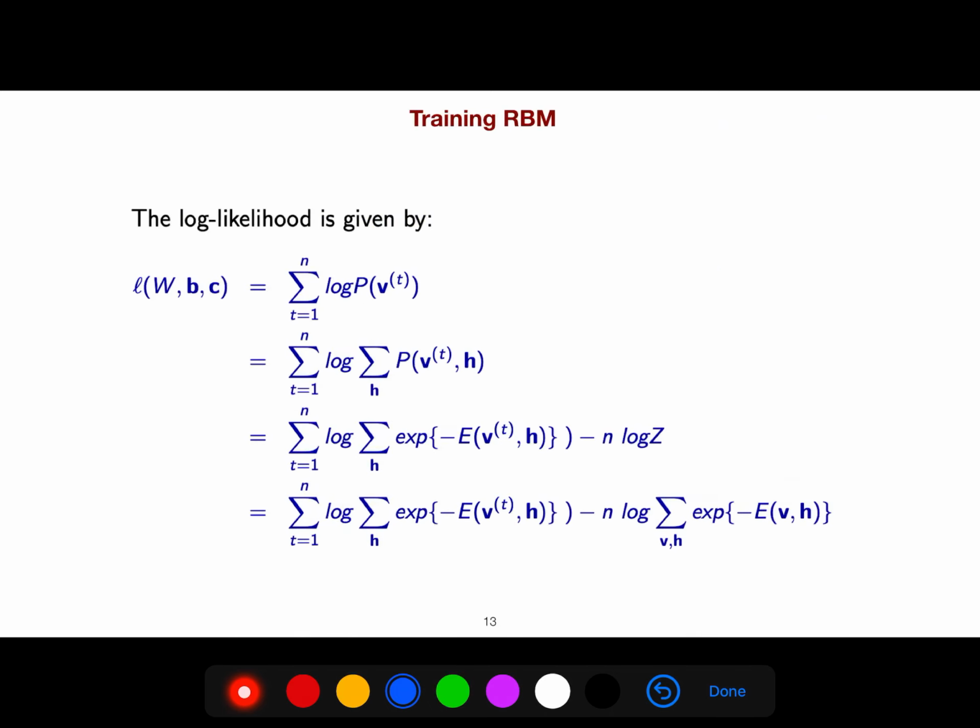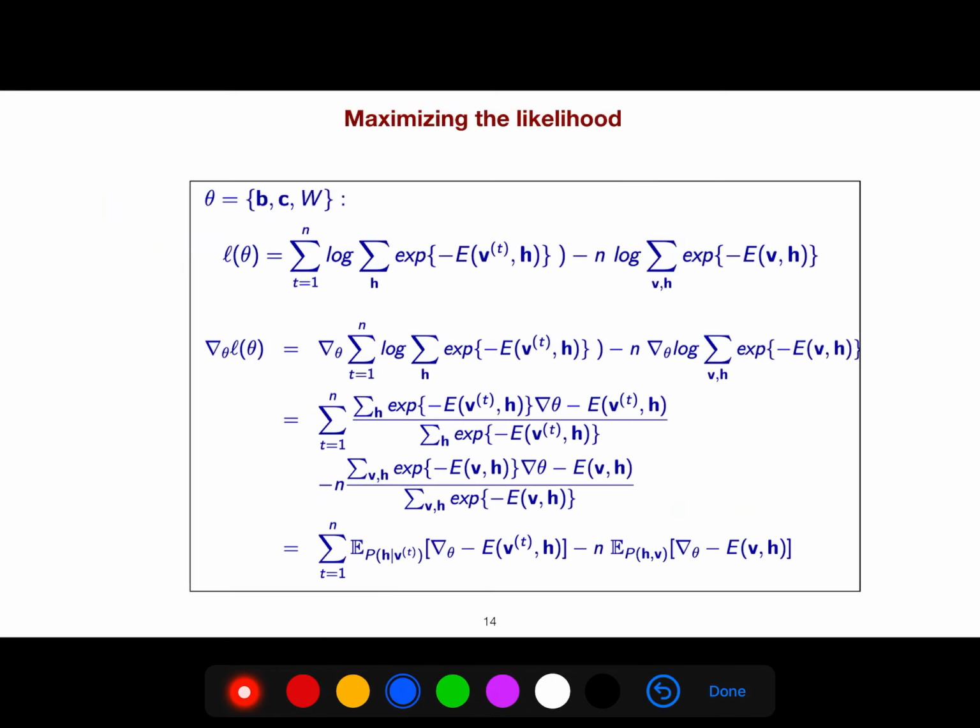And at the end of the day, you need the log likelihood. You might maximize that. So these are parameters that I said. Let me call it theta, because those are the parameters that you should learn by your training. So the likelihood is with respect to theta. And if you take the gradient, because you need gradient descent to update the parameters.